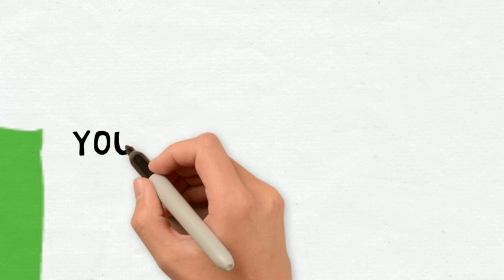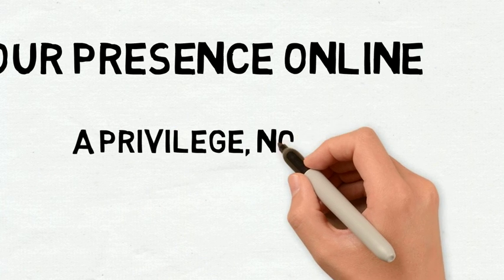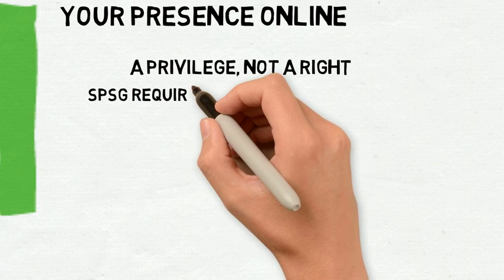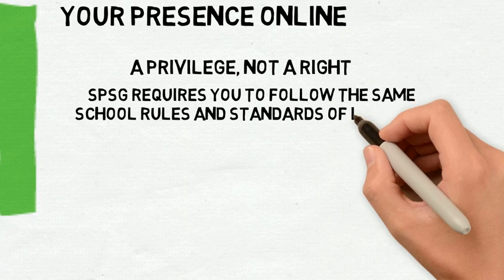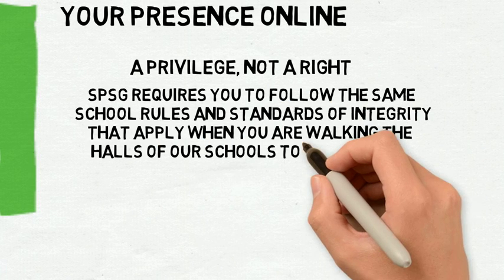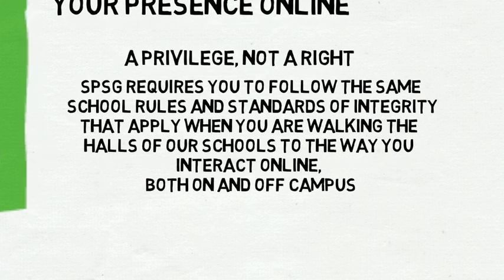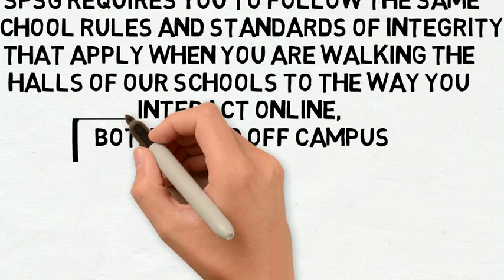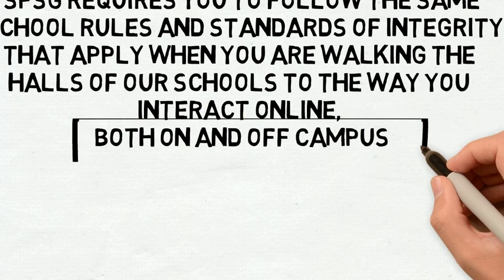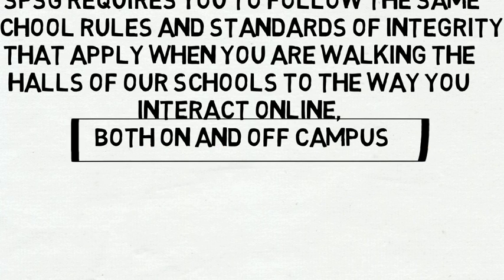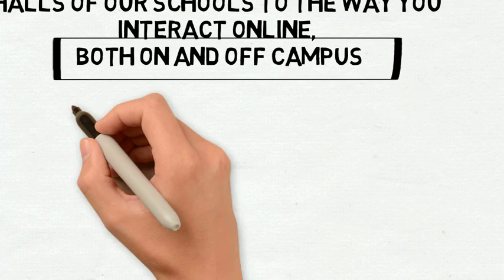First, let's talk about your presence online. It's important to think of your use of technology at SPSG as a privilege, not a right. SPSG requires you to follow the same rules and standards of integrity that apply when you're walking the halls of our schools to the way that you interact both on and off campus. You're responsible and will be held accountable by SPSG for your online behavior, whether or not it is on or off campus. This includes both during the school day and off campus, in any way that it reflects poorly on our school or violates our school's code of conduct.